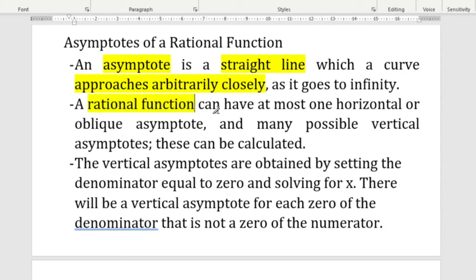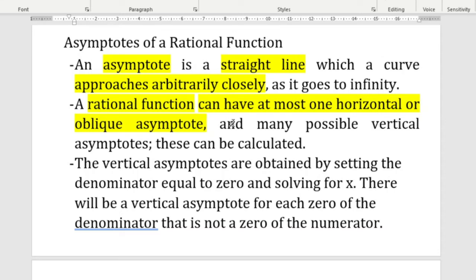Remember that a rational function can have at most one horizontal or oblique asymptote. What does it mean? At most is less than or equal to. That means it could have one horizontal or oblique asymptote, or zero, or none. It does not have a horizontal asymptote. When we talk about an oblique asymptote, it is neither horizontal nor vertical. It is a slant. It is sometimes referred to as a slant asymptote.